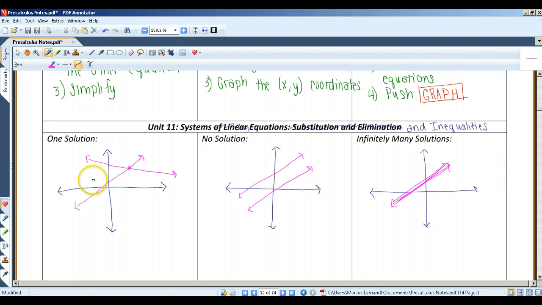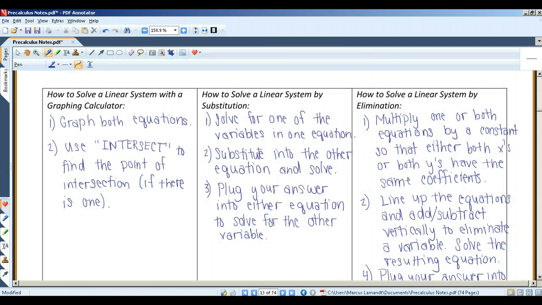You could get one solution, and that's where if you graph the equations, the lines are going to intersect one time. You could get no solution, in which case the lines are parallel. Or you could get infinitely many solutions, in which case the lines are right on top of each other or overlapping. Okay?